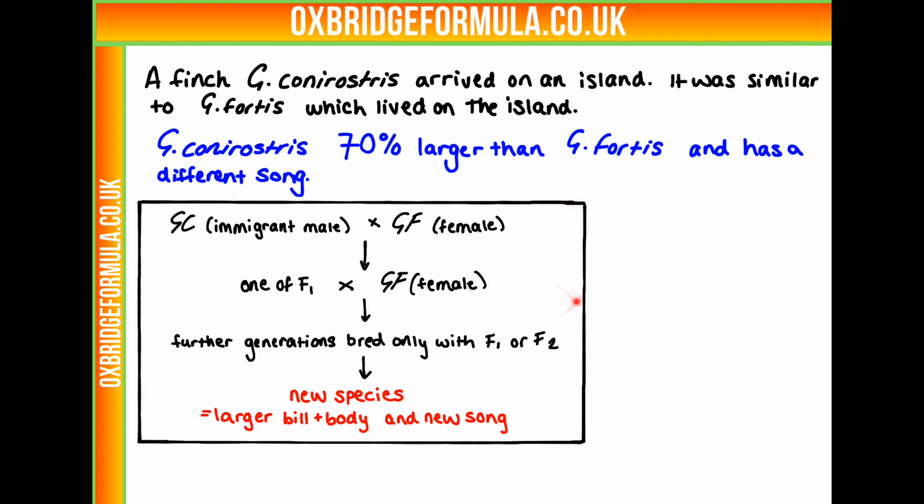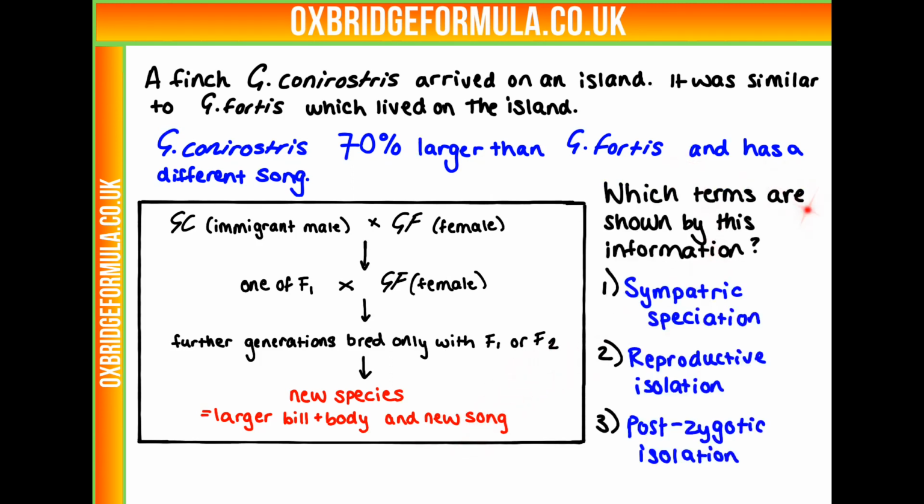And here is a little pedigree diagram, just a mating diagram of which finches mated. So we have a GC immigrant male with a GF female, and then one of that first population is then mated with a GF female, and then the further generations are only bred with the F1 or F2, and that leads to speciation. We've got a new species which has a larger build and body and has a new song. And our question is, which of the terms down here are shown by this information? So do we have sympatric speciation, reproductive isolation, or postzygotic isolation?